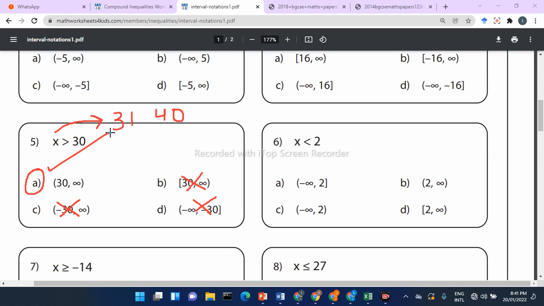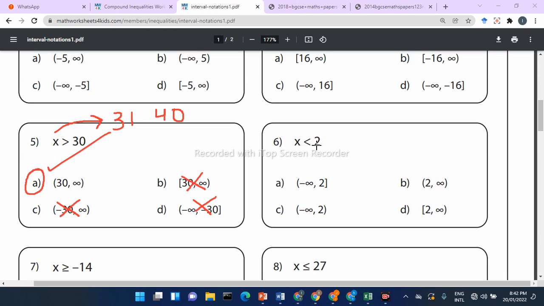Okay, so moving right along. Number 6. For number 6, this is saying x is strictly less than 2. So x is strictly less than 2.